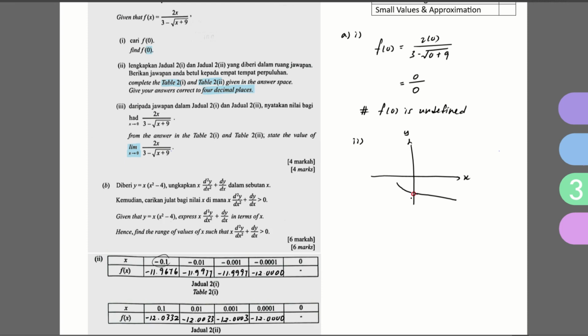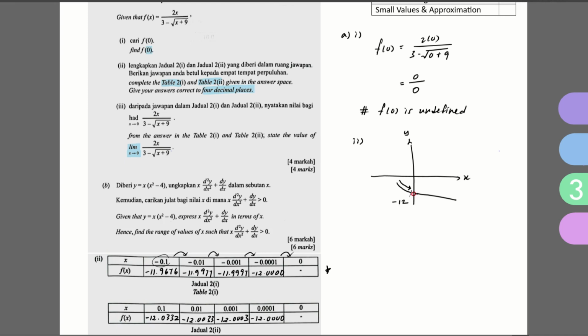If you see the table above, you can see that our x values are getting closer and closer to 0. This is because we are looking from the left direction to the point. We are trying to find the value of this point when we reach the red point. Here we found out it's negative 12.